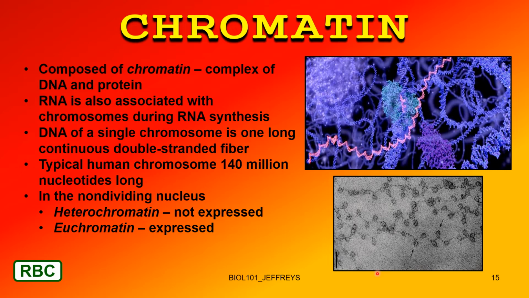So in a non-dividing nucleus, we say that the heterochromatin is not expressed, the euchromatin is expressed. Remember, EU, like eukaryote, right? EU means true, so true chromatin gets expressed. Heterochromatin is not expressed. So much of the information contained in your nucleotides, 140 million nucleotides long for one chromosome, does not get expressed. Only a small portion of that gets expressed.